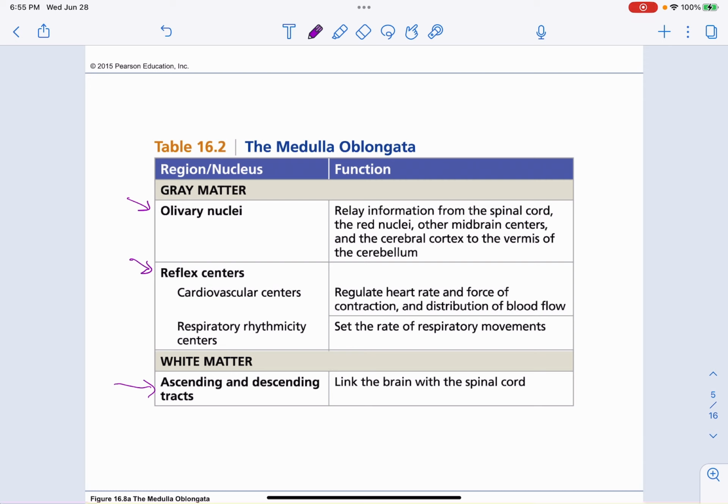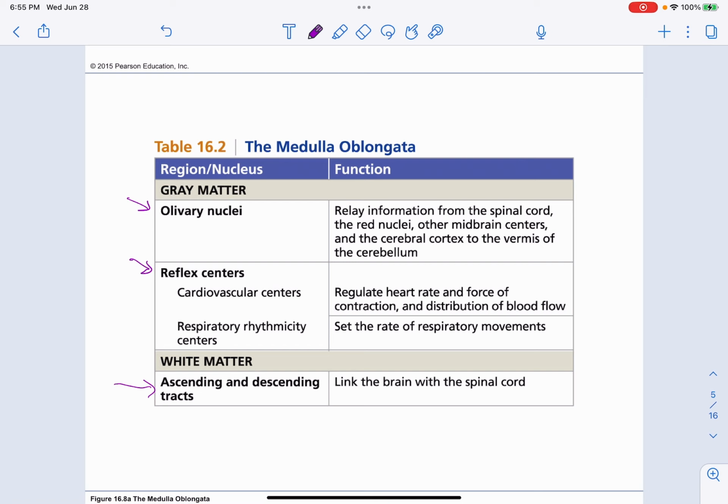What the cardiovascular center is doing is regulating our heart rate. So it's forcing the contraction of the heart and then respective blood vessels. And in the respiratory center, this is where signals are going to come out regularly to contract your diaphragm so that you can breathe. So the basic rhythm of not having to think about breathing is happening in the respiratory center. And then lastly, we'll talk about the olivary nuclei.